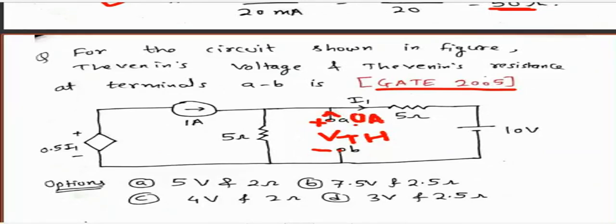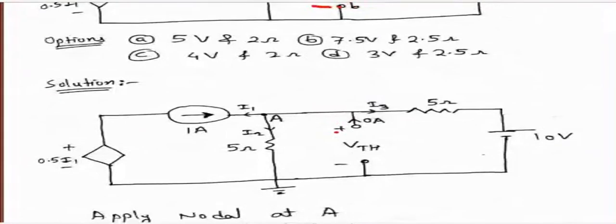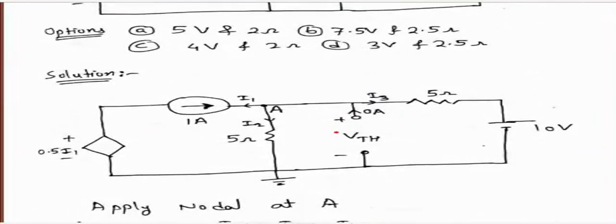From node A, current coming out is 0 ampere. So this is how my circuit will look like. Here voltage is VTH with respect to ground. And this VTH branch and this 5 ohm branch are in parallel. So here also voltage will be VTH only. So between node A also voltage will be VTH only.